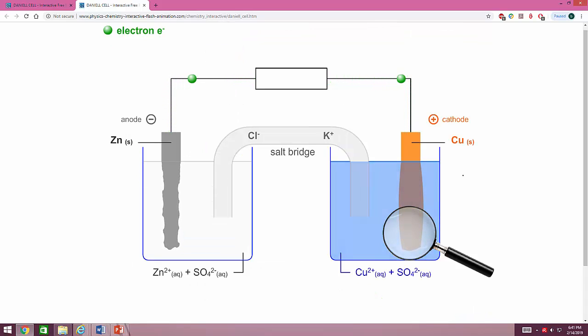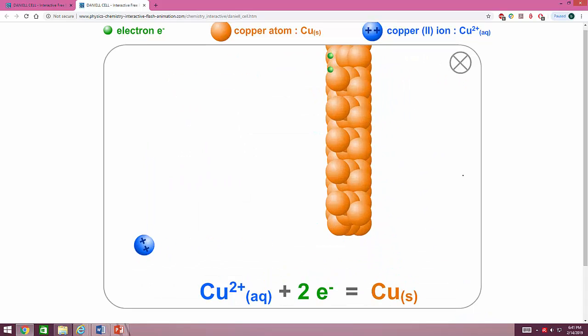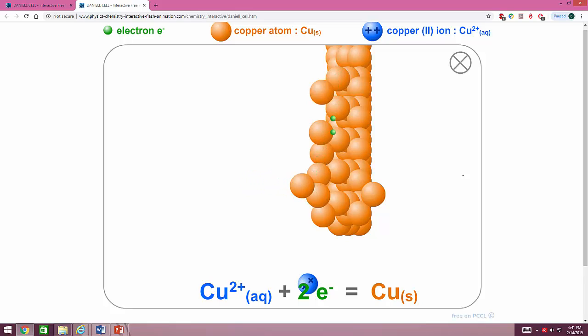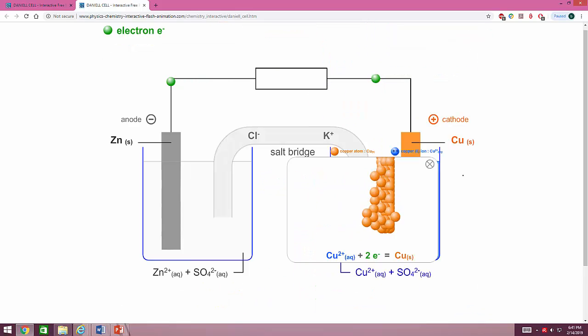Okay, look at what's happening over here at the cathode then. The cathode is where you get reduction. So those electrons that came from the anode are reacting with the copper ions that are in solution, and you're going to see more copper solid forming. So that is why the cathode will gain mass. The anode tends to lose mass.